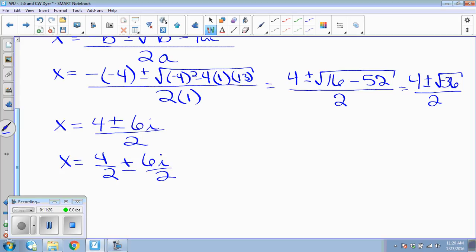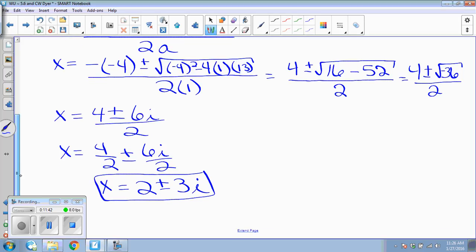Now you could have skipped this actual step where you wrote it out. So x equals 2 plus or minus 3i. So that's 2 plus 3i and 2 minus 3i.